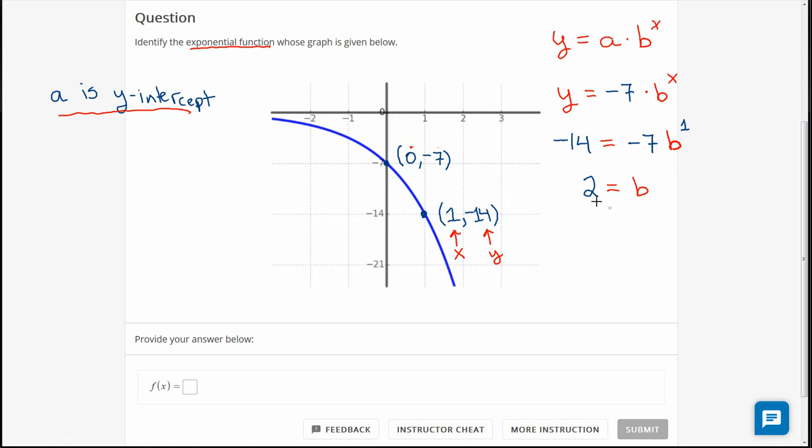And so we got it. My final answer then: we said that a was negative 7 and b was 2. So the equation of that function is negative 7 times 2 to the x power.